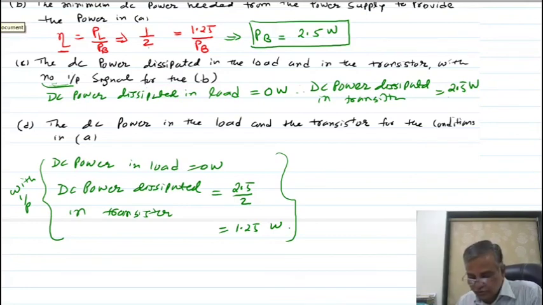I think you understand both the numericals. Here I am ending the lecture. In the next lecture we will discuss how to overcome the 3 drawbacks or disadvantages of a transformer coupled amplifier.